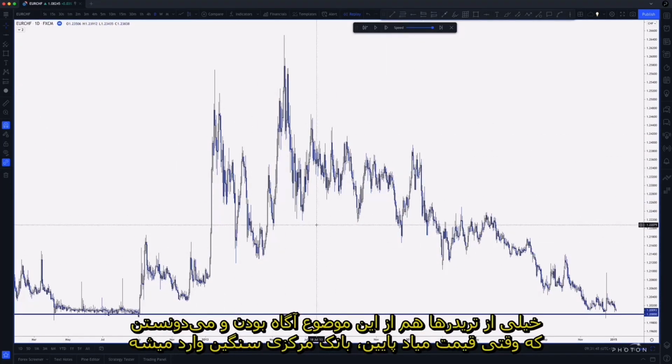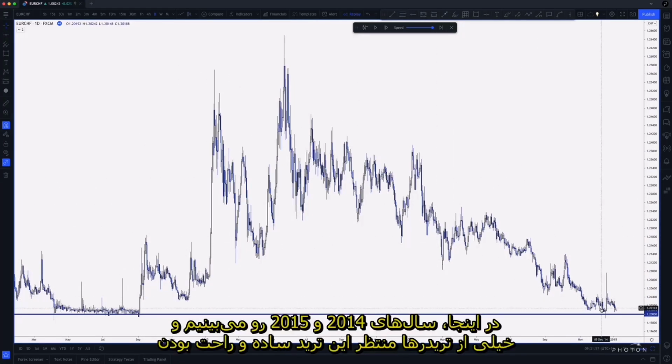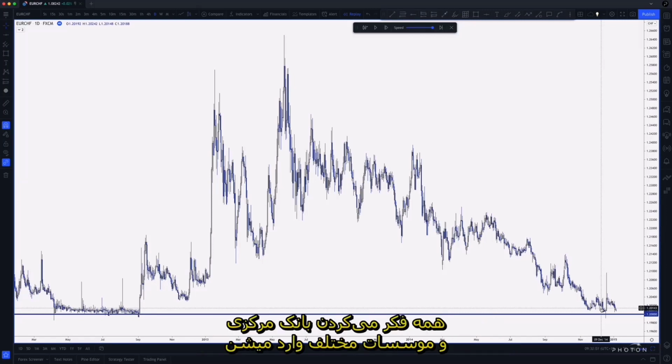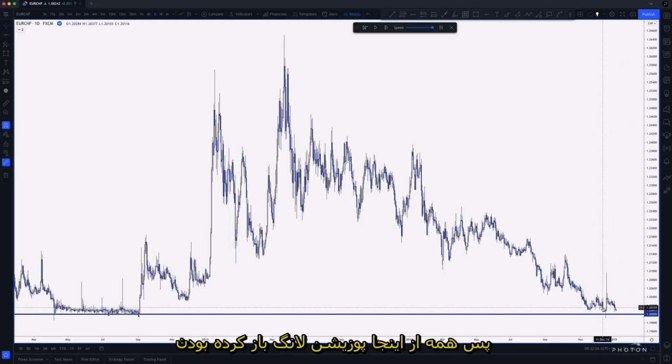And then a lot of traders knew this, and they knew that every time price came down, the central bank would step in heavily, essentially forcing the currency pair up. So as we came back down around the end of 2014 and 2015, a lot of traders saw this as a pretty easy trade. The central bank's going to step in, so may as well trade on the side of the bank, right? So everyone was getting long down here.